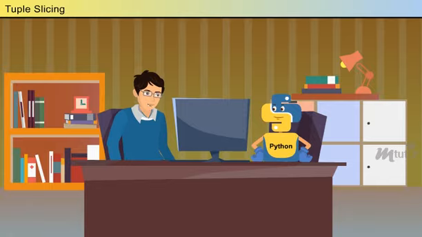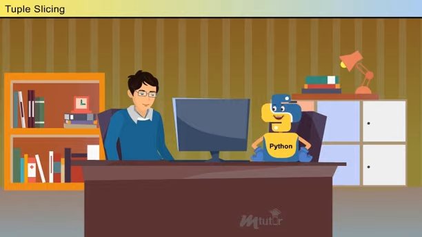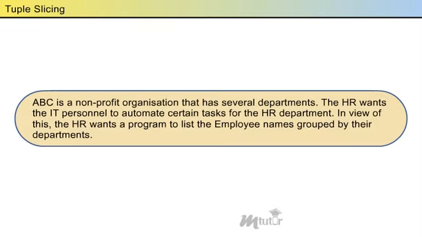I understood, Mr. Python. Okay, let us now work on your case-based program. Can you read out the problem? ABC is a non-profit organization that has several departments. The HR wants the IT personnel to automate certain tasks for the HR department. In view of this, the HR wants a program to list the employee names grouped by their departments.